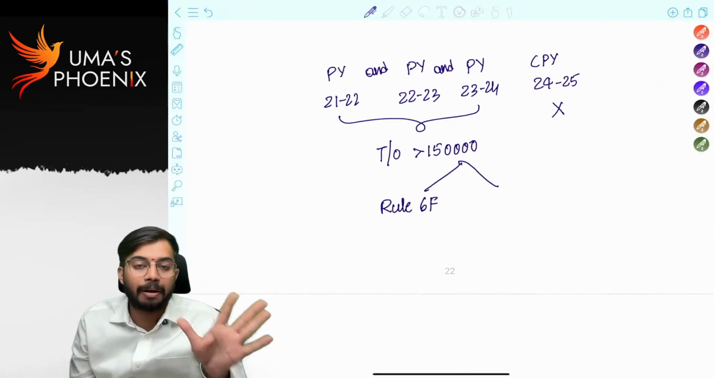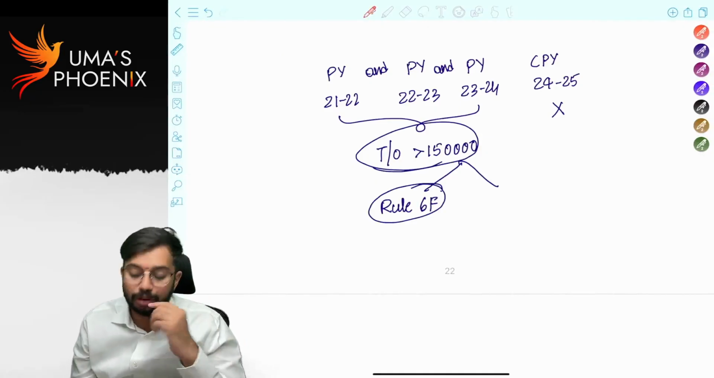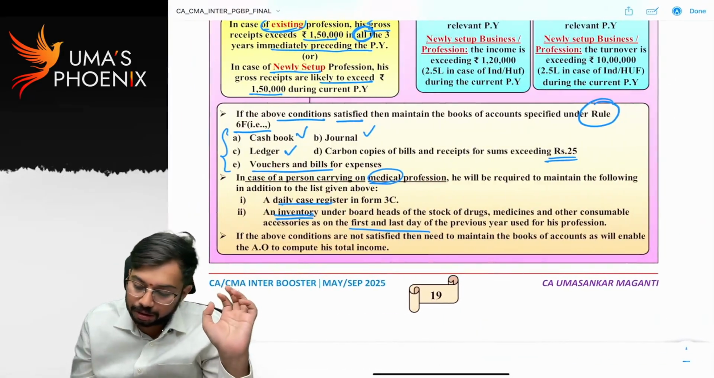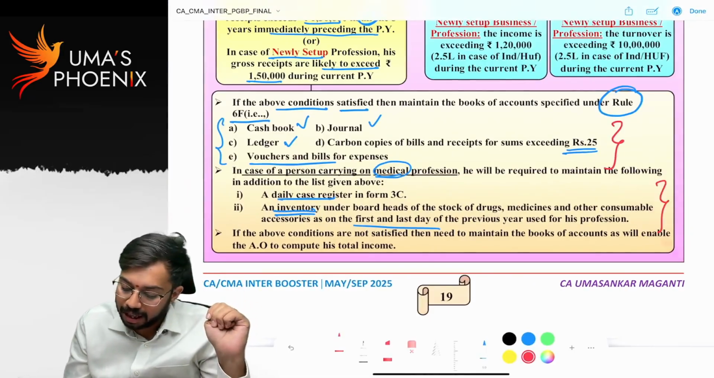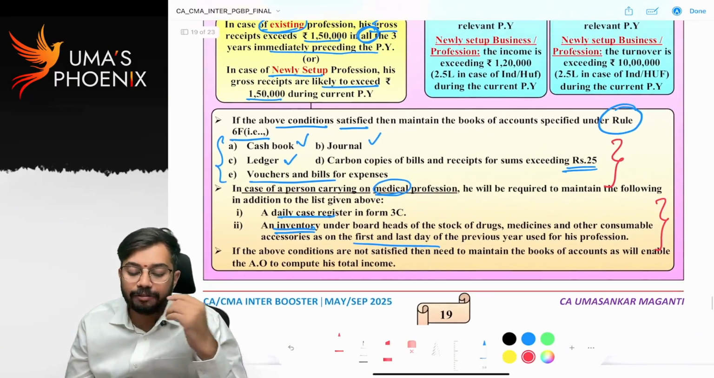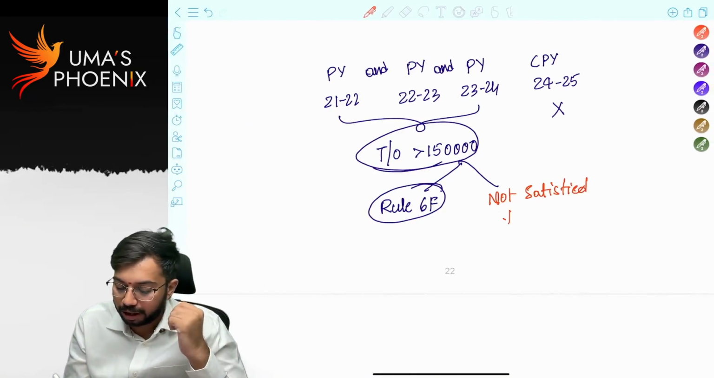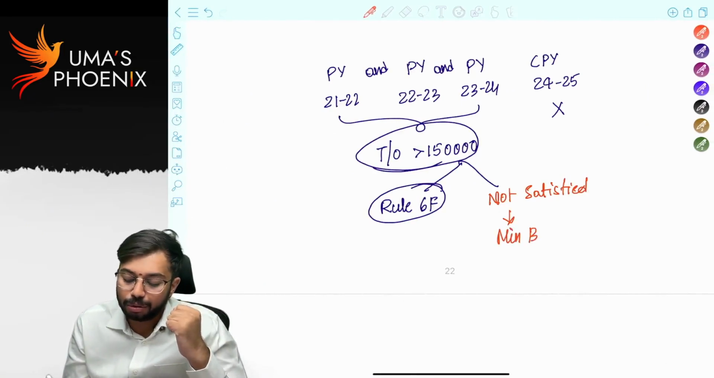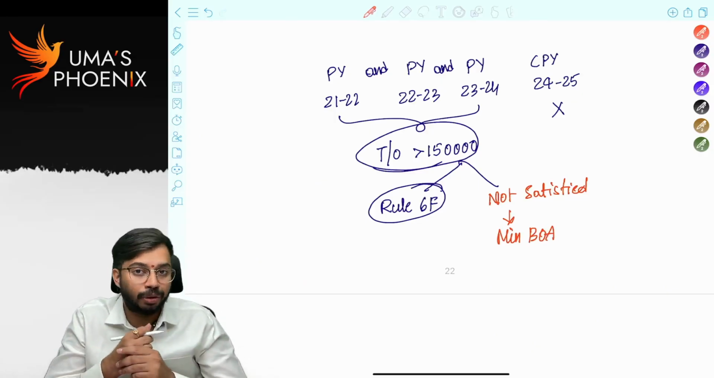So those notified professionals who satisfy this condition are required to maintain books of accounts as per rule 6F. They have to maintain these books of accounts, and they are also required to maintain a daily case register and opening and closing stock of inventory of medicines. If these conditions are not satisfied, then they are required to maintain minimum books of accounts. Minimum books of accounts means what? Through these books of accounts, the income tax officer will be able to calculate the assessee's total income.